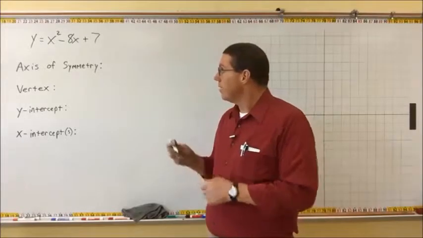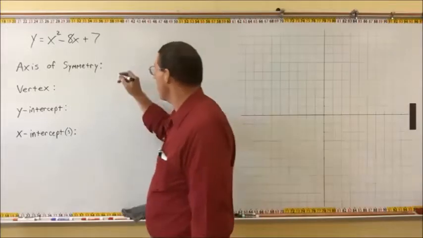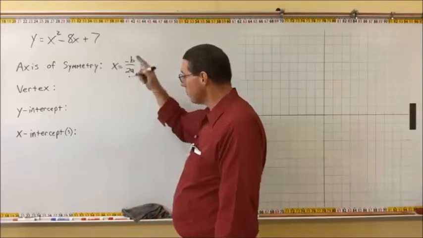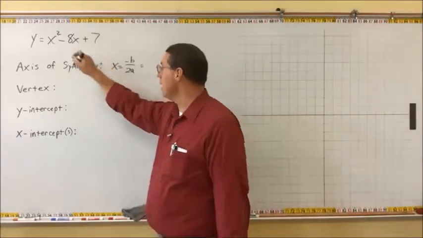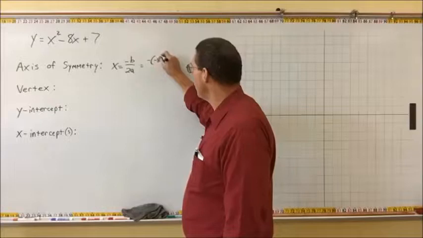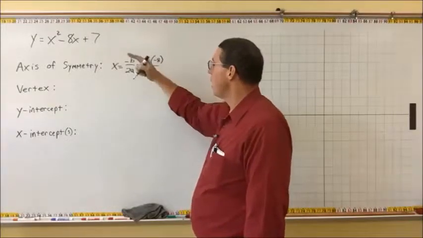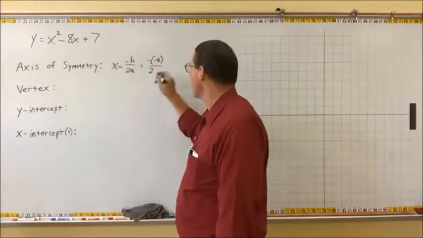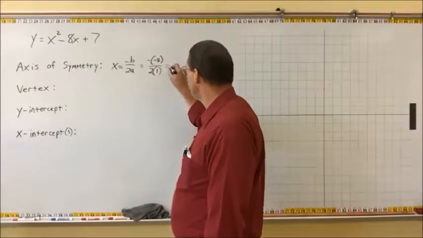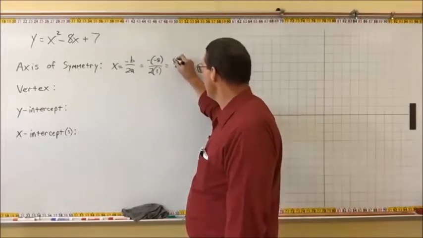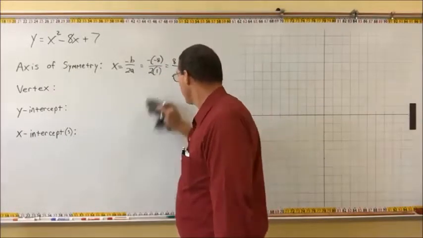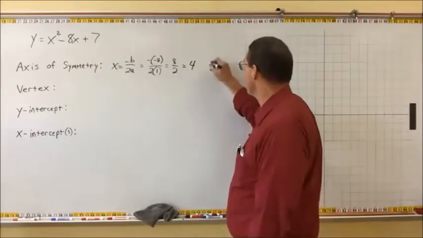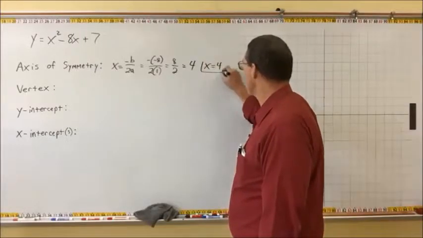All right, so to identify the axis of symmetry, remember it's x equals negative b over 2a. In this case, b is negative 8, so that's going to be negative 8 over 2 times a. What's a here? What's in front of this x squared, right? There's a 1 there. Okay, so that's 2 times 1. Negative 8, that's 8 over 2 times 1. That's 2, and 8 divided by 2 is 4. So our axis of symmetry is at x equals 4.